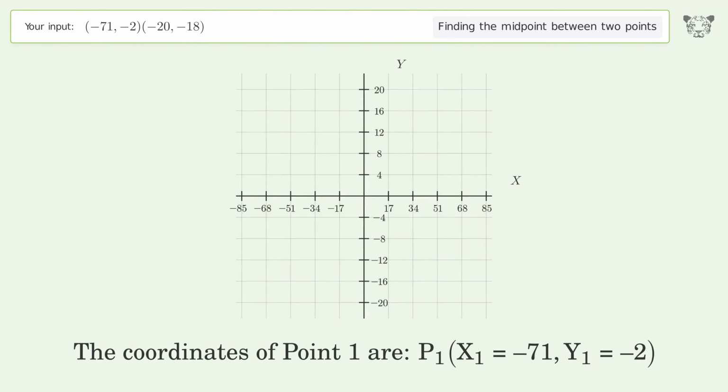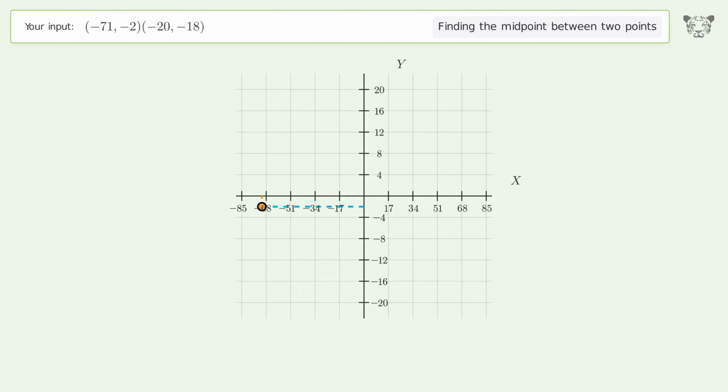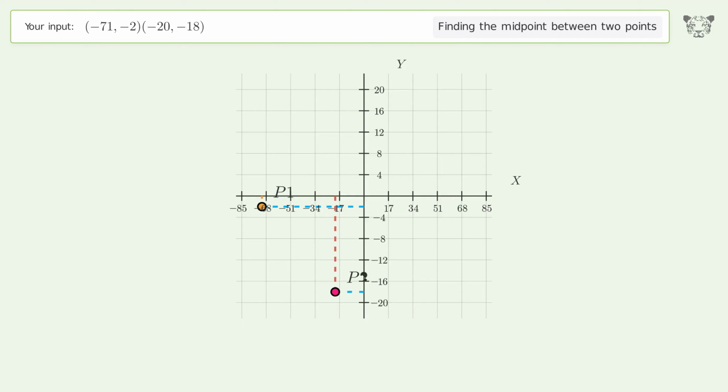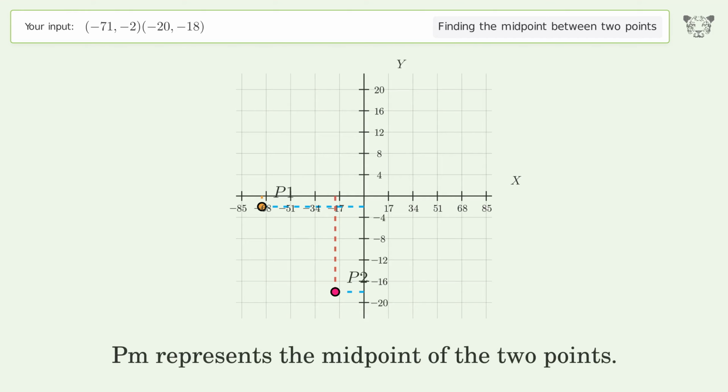The coordinates of point 1 are, x1 equals -71, y1 equals -2. The coordinates of point 2 are, x2 equals -20, y2 equals -18. PM represents the midpoint of the 2 points.